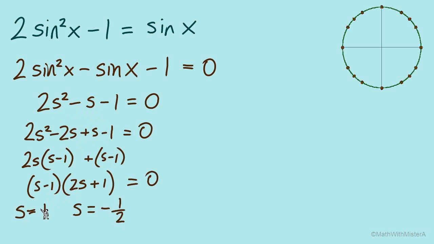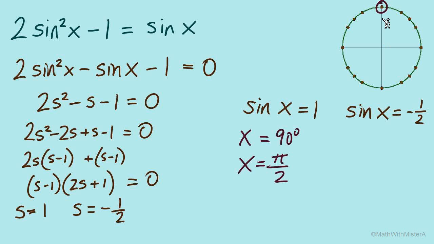I could even go ahead and solve. s equals 1. s equals negative 1/2. And now let's bring back in that our s really was in place of sine x. So here are the two equations we need to wrap up to solve this equation. Sine x equals 1. Hopefully we know this on the unit circle. Where's our angle that has a vertical component of positive 1? Right up here at 90 degrees, or pi over 2 radians.